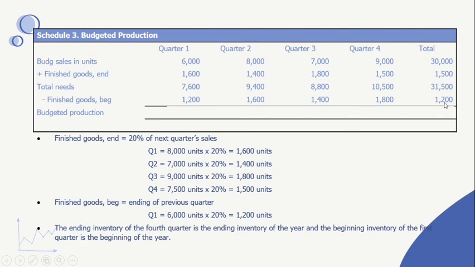That's why 1,200 gihapon ang atong finished goods beginning sa total na column. Then, i-minus rani mo siya sa total needs. So, we have budgeted production of 6,400 units for quarter 1, 7,800 for quarter 2, 7,400 for quarter 3, and 8,700 for quarter 4.